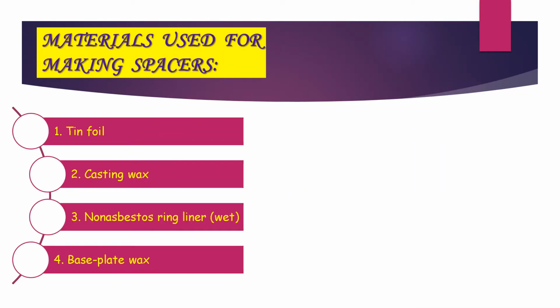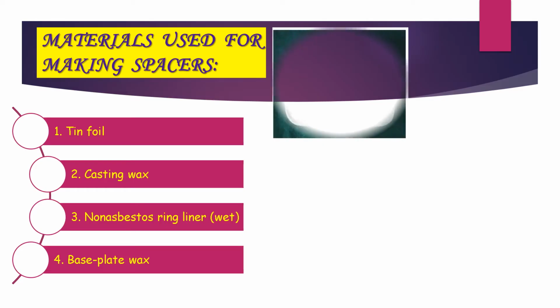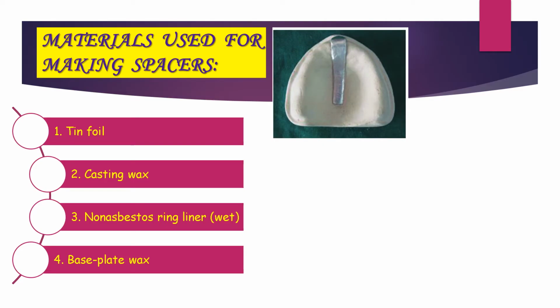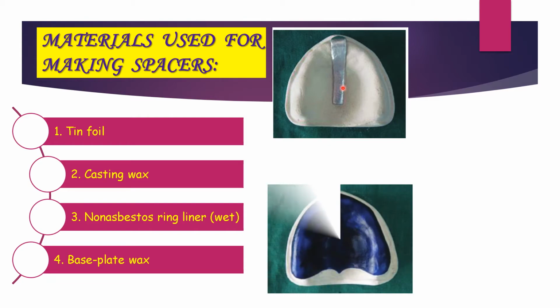So next one is the materials used for making spacers. First one is the tin foil. Tin foil as recommended by Roy McGregory in the region of incisive papilla and mid-palatine raphe. So this is tin foil. Next one is the casting wax as recommended by Neil in thickness of 0.9 mm to be adapted all over except PPSA, that is all other areas. That is casting wax according to Neil.